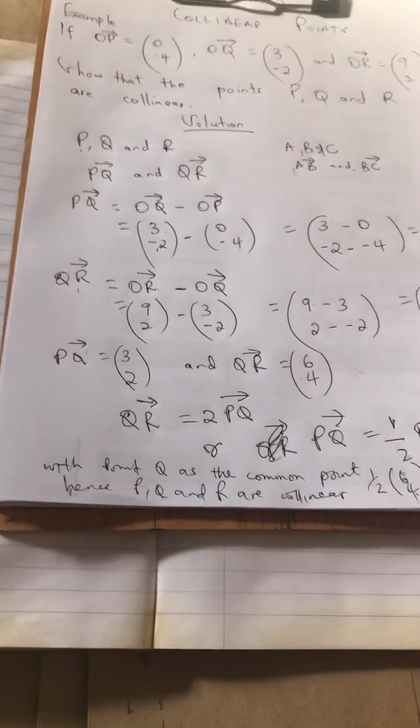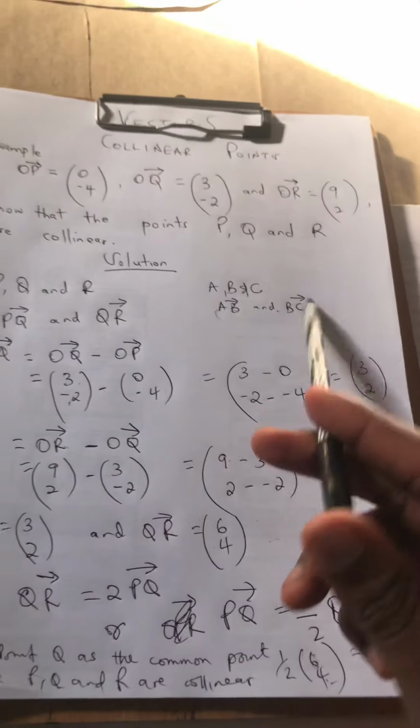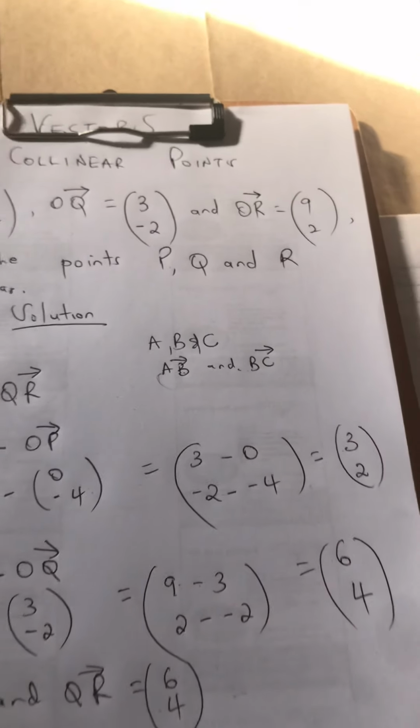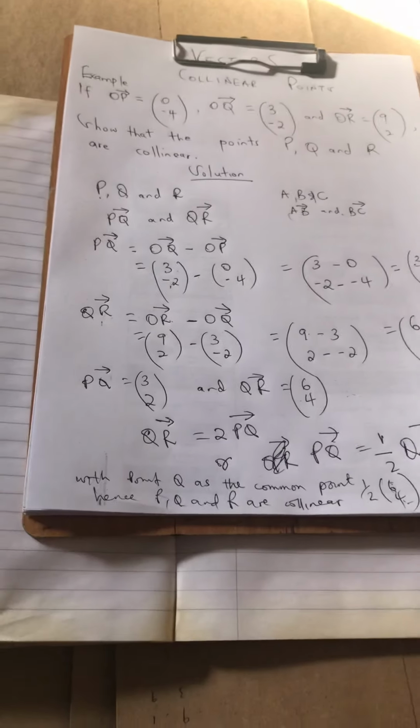Remember, these points may change. Sometimes it could be A, B, and C. So again, make sure you know the common point. It will not always be P, Q and R.